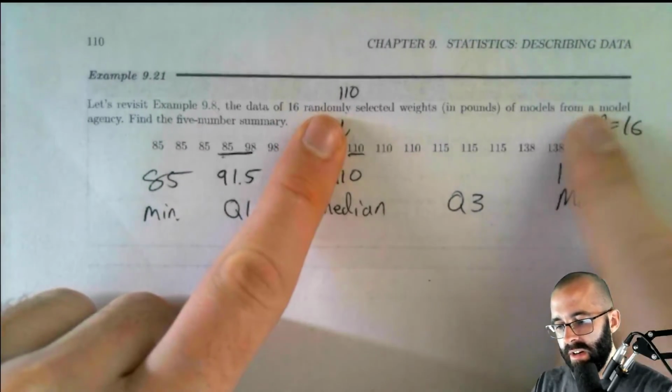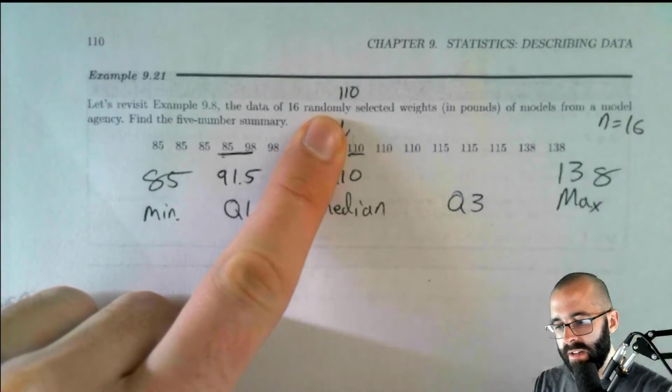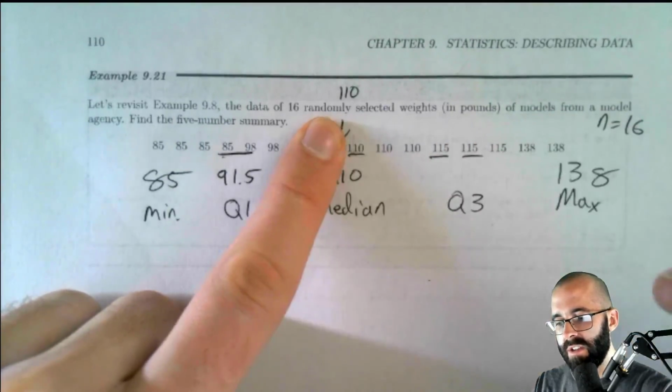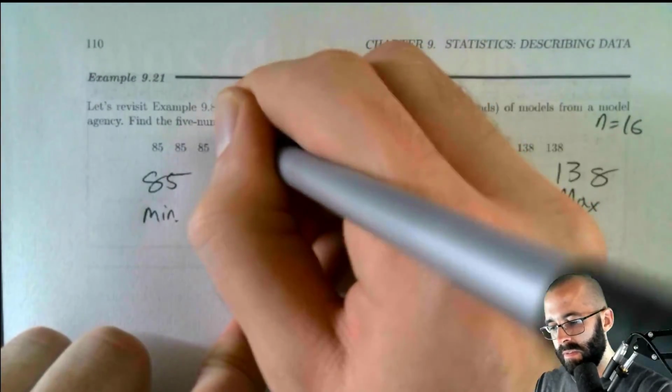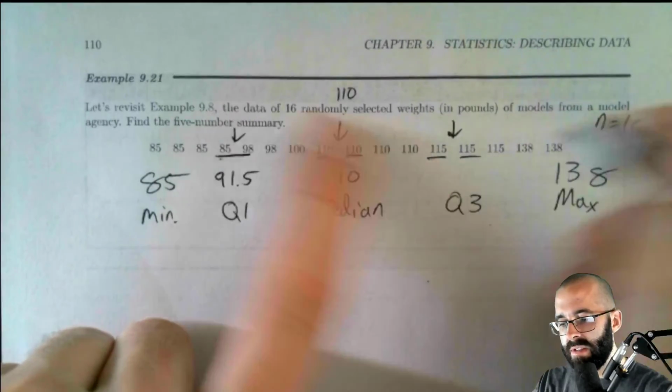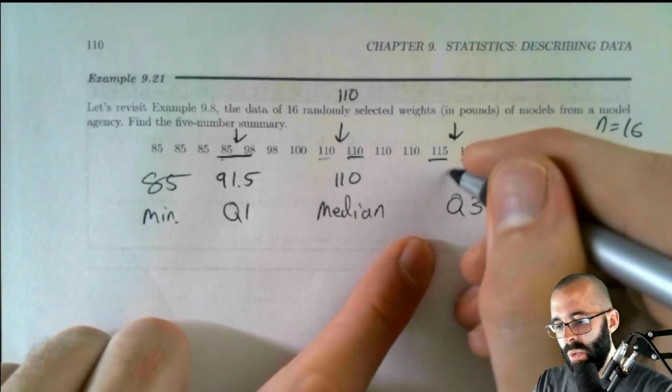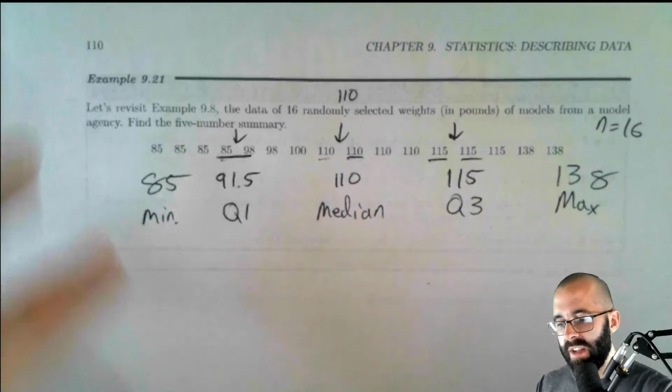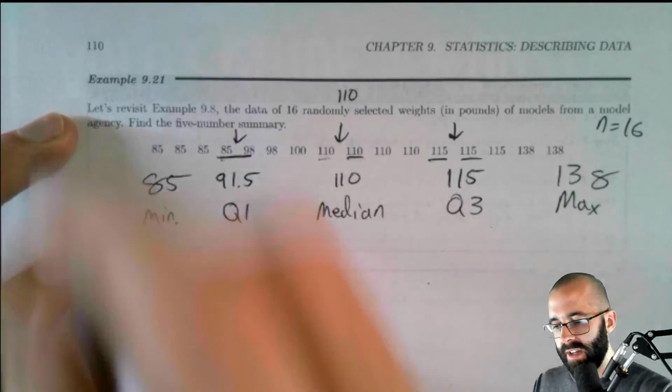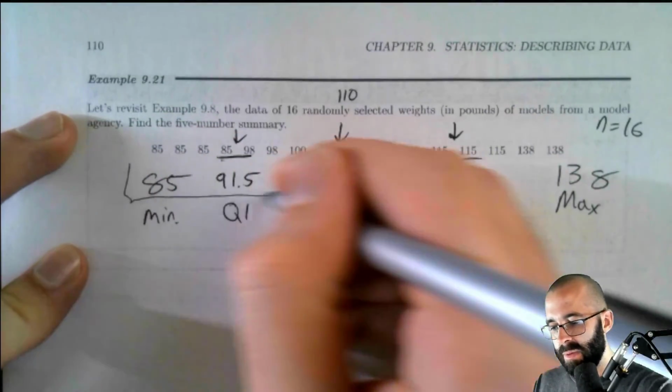Do the same thing over here. What's the median here? It's between 115 and 115. So Q3 is the median of this half of data, which is going to be the average of 115 and 115, which is just 115. This is our 5-number summary.